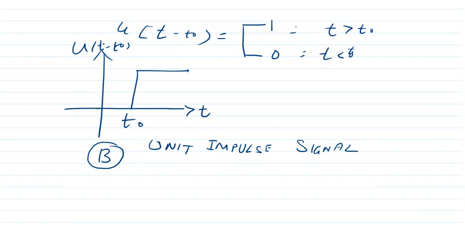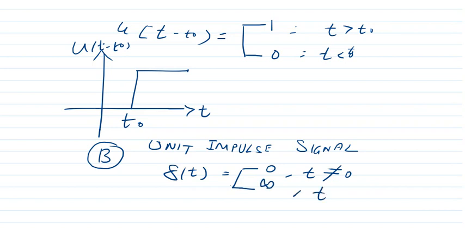What is the definition of the unit impulse signal? It is delta(t). Delta(t) equals 0 for t not equal to 0. It is infinity for t equals 0. So this is your delta(t). Now let us first discuss how this delta(t) will form.